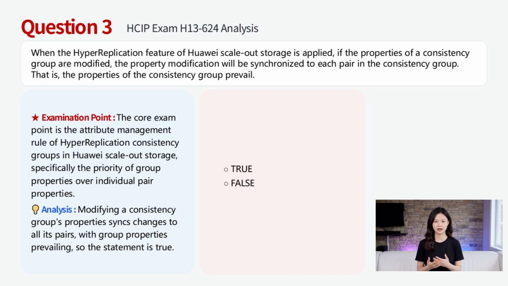When administrators modify the consistency group's properties, these changes are automatically synchronized to every pair in the group. All pairs update their working parameters to match the new group settings, ensuring all pairs in the group have consistent replication configurations. This design makes the group's properties take precedence over individual pairs' original attributes, which matches the described rule. This unified management also avoids configuration inconsistencies, supporting reliable disaster recovery for multi-volume businesses. Therefore, this question chooses true.